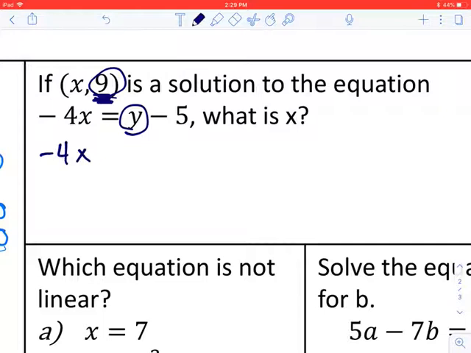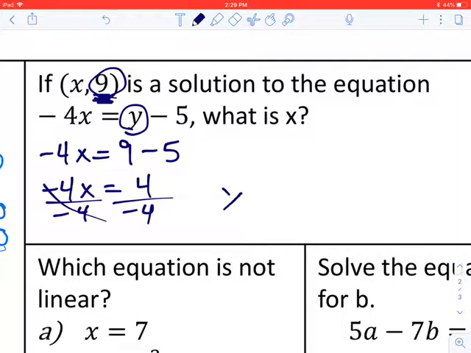So negative 4x equals 9 minus 5. Just plugged in 9 for y. And so negative 4x equals 9 minus 5 is 4. Divide by negative 4. I get x equals negative 1. Simple as that.